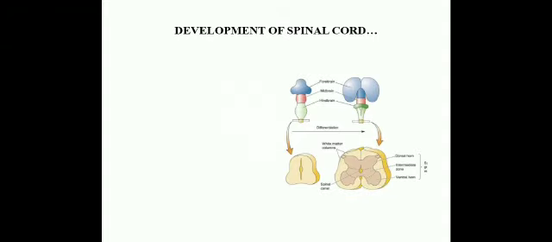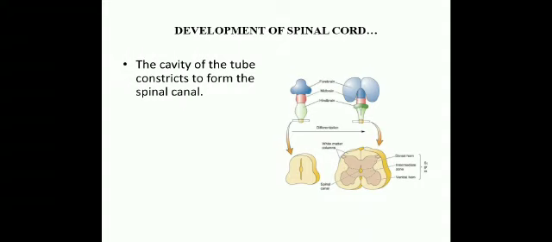Now, the development of the spinal cord. The spinal cord develops from the caudal elongated part of the neural tube. We have seen the cranially enlarged part gives rise to the development of the brain, whereas the caudal elongated part gives rise to the spinal cord. The cavity of the tube constricts to form the spinal canal.